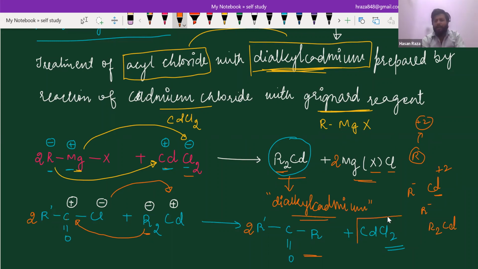Now again you can do the reaction. How? This CdCl2 will again react with Grignard reagent, forming the dialkyl cadmium again, and this dialkyl cadmium will react with acyl chloride to give you ketone and again CdCl2. Is that clear? So this CdCl2 is treated as a byproduct. Your main product is this.